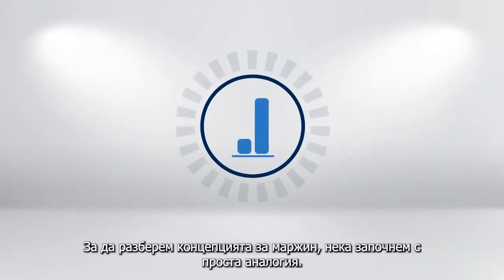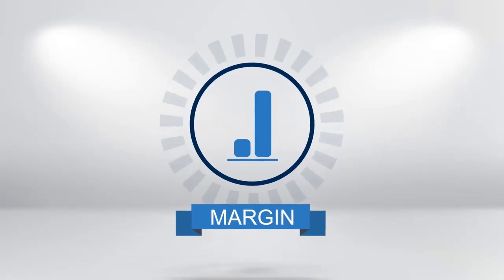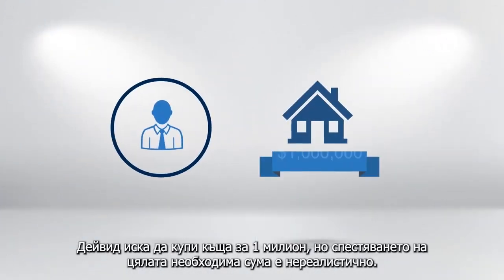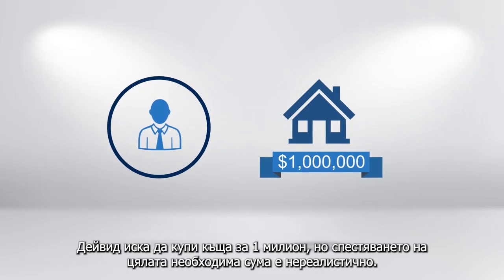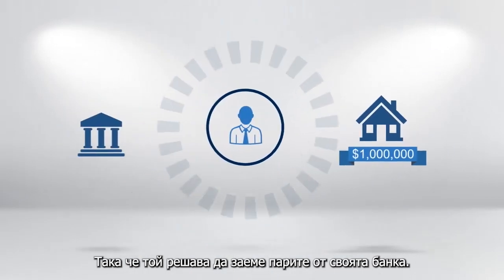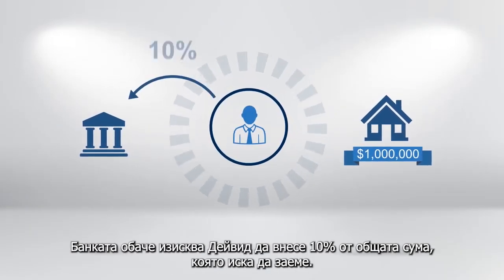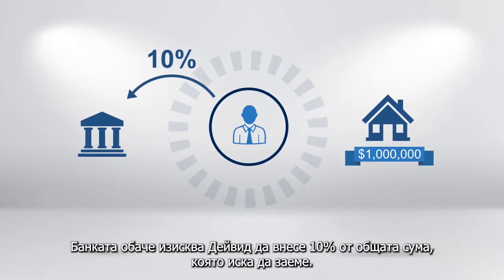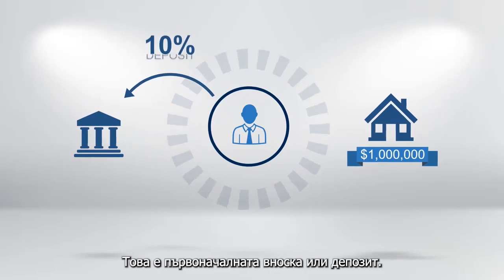To understand the concept of margin, let's kick off with a simple analogy. David wants to buy a house for $1 million, but saving the entire sum required is unrealistic. So he opts to borrow the money from his bank. The bank, however, requires that David puts down 10% of the total amount he wishes to borrow. This is the down payment or deposit.